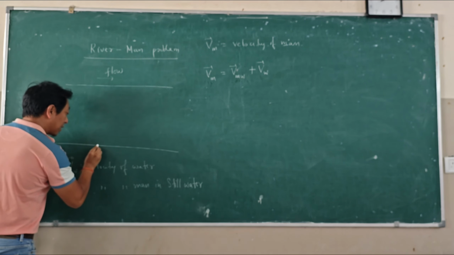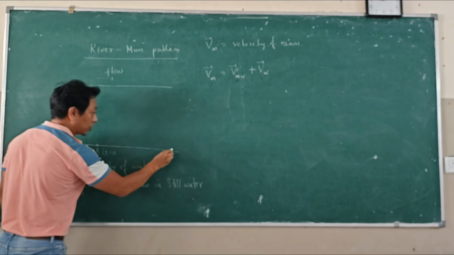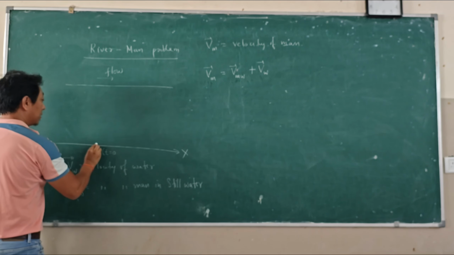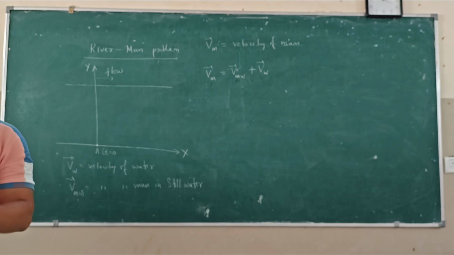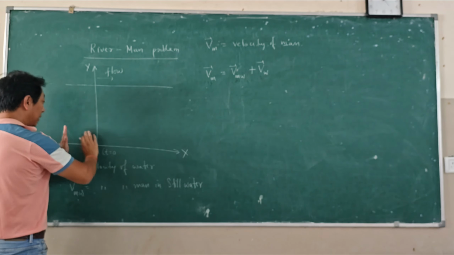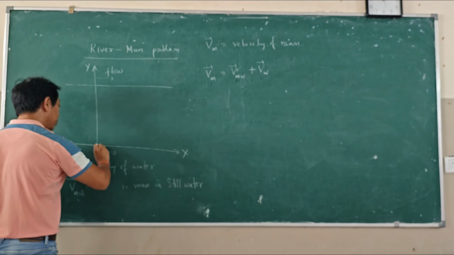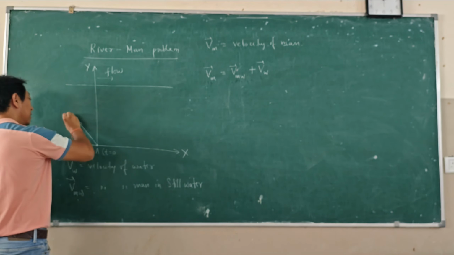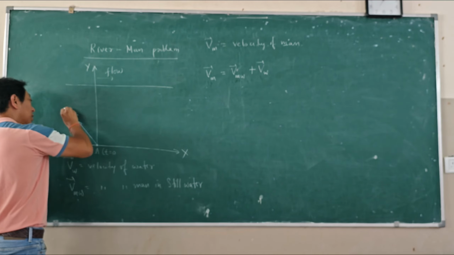Now let's say man starts from here at time 0. Let us call this x-axis and this one as y-axis. So it starts from origin. Now where it is swimming, that we don't know. So let's assume it is going in this direction. So this is velocity of man with respect to water.